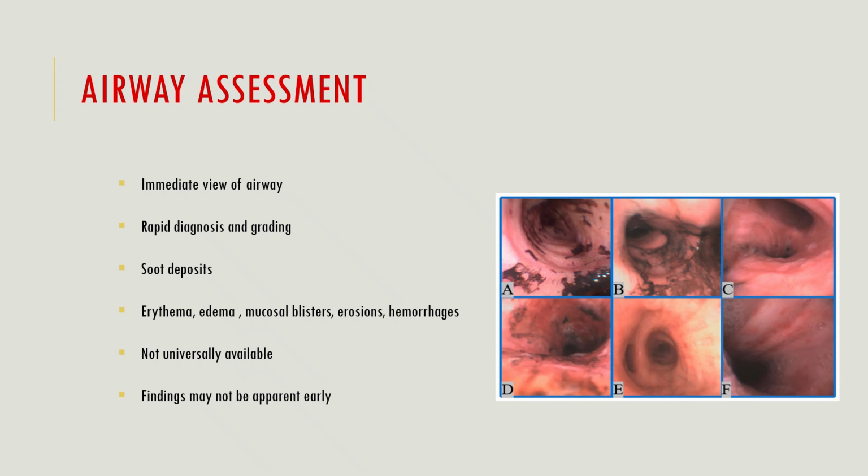The benefits of fiber optic bronchoscopy are that it will give you an immediate view of the airway. It can lead to rapid diagnosis of the injury as well as grading of the injury. You can directly see the soot deposits, erythema, edema, blisters, erosion or hemorrhages, whatever are there, and grade the injury accordingly. But the downside is it may not be universally available, especially in an emergency setting. And sometimes the findings may not be apparent early. It may take 2 to 4 hours before the actual edema findings become apparent.